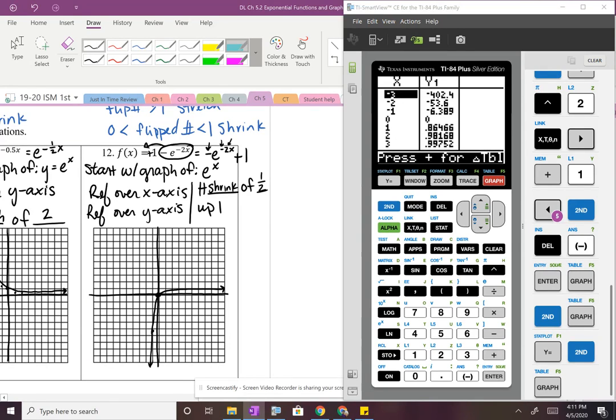Here is your graph. Now that we've used our ordered pairs to graph it, a couple of things I want to point out is that the plus 1 tells us that there's a horizontal asymptote here. Our asymptote has moved up to y equals 1. In this case, the graph appears below y equals 1 instead of above it. This is the end of 5.2 notes.